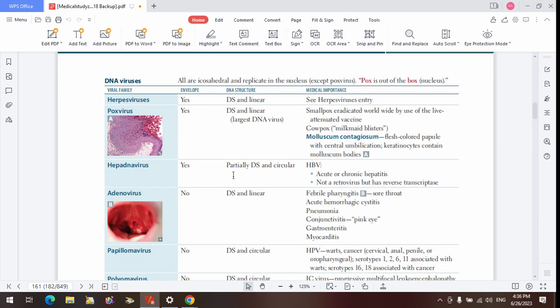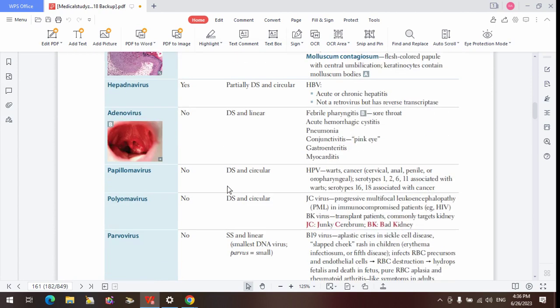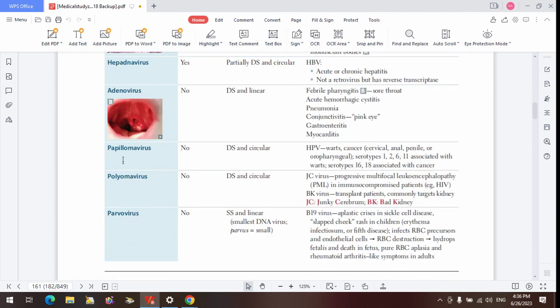Now, what about the shape? All of them are linear. Only three are circular. What are these three? I've talked about papilloma and polyoma together, so we just pair those as two circular ones. Papilloma and polyoma are circular. Now, there's something about the partner. The partner is partially double-stranded and circular.